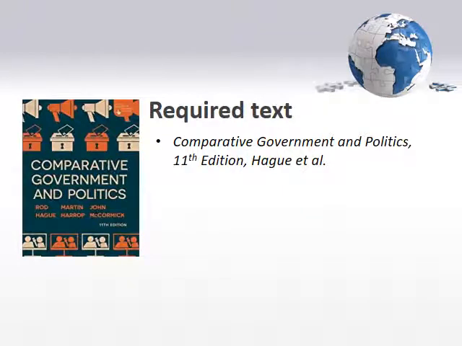Okay, here's our text for the class, Comparative Government and Politics, the 11th edition. Please make sure to get the 11th edition because there was a pretty major reconfiguration of this textbook. By the way, I selected this textbook. It's written from a European perspective, so I think that's helpful when it comes to studying comparative government, governments all over the world. And also I selected it because I think it's a pretty good value. It's a lot less expensive than other introduction to political science textbooks that are out there. And at the same time, it's comprehensive.